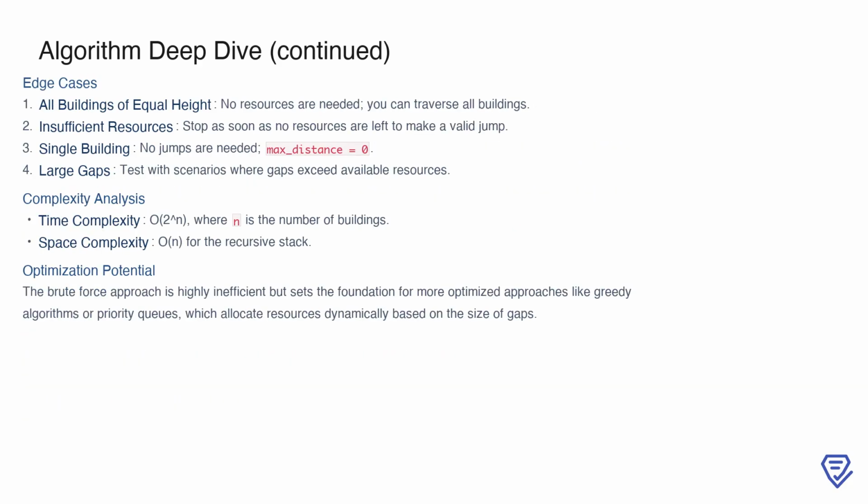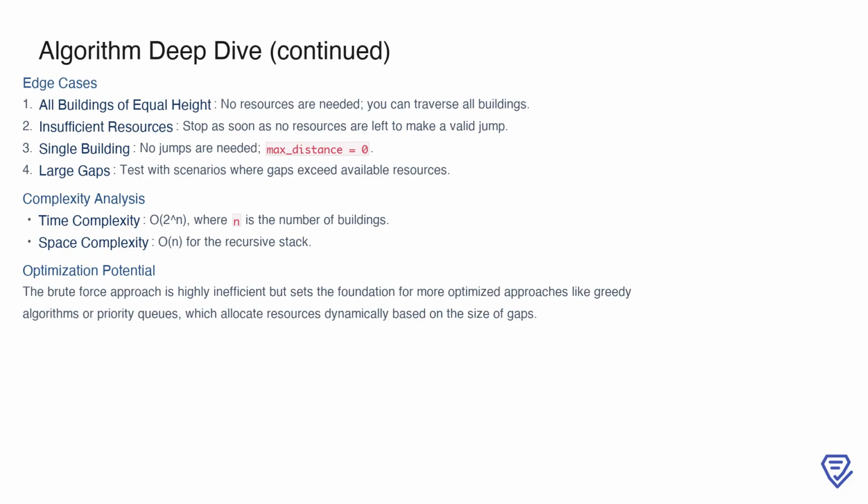Let's now consider some edge cases and the broader complexity analysis. First, if all buildings have the same height, no resources are needed, and you can traverse the entire array with ease. On the other hand, if resources are insufficient to make a critical jump, the simulation must terminate at that point. For a single building, no jumps are necessary, so the maximum distance is simply 0. Another key scenario involves large gaps, cases where the height difference exceeds the available resources, testing the algorithm's handling of extreme inputs.